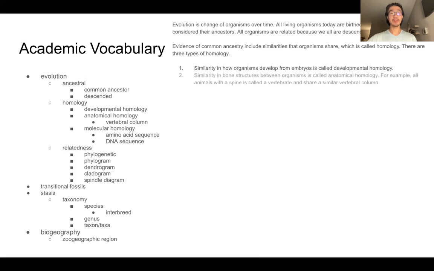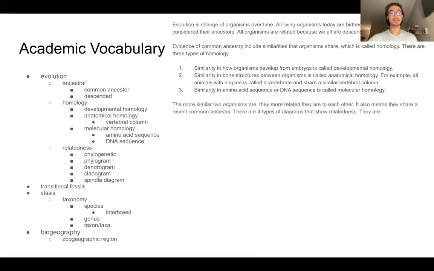There are 3 types of homology. First, similarity in how organisms develop in the embryo is called developmental homology. Similarity in bone structure between organisms is called anatomical homology. For example, all animals with a spine are called vertebrates and share a similar vertebral column. Similarity in amino acid sequence or DNA sequence is called molecular homology.